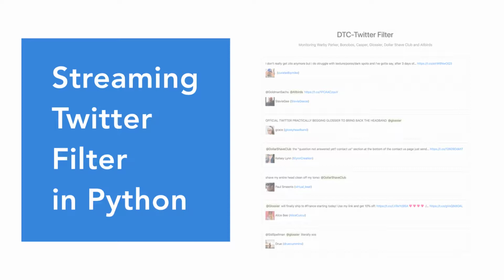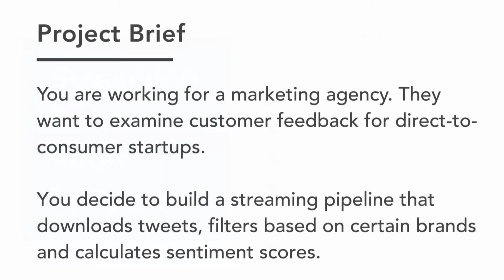In this video series, we'll walk through building a Twitter filter using Python. As always, let's tackle this through a business context. In this project, you are working for a marketing agency. They want to examine customer feedback for direct-to-consumer startups, companies like Warby Parker or Allbirds. You decide to build a streaming pipeline that downloads tweets, filters them based on certain brands, and calculates a sentiment score to see how people are feeling.